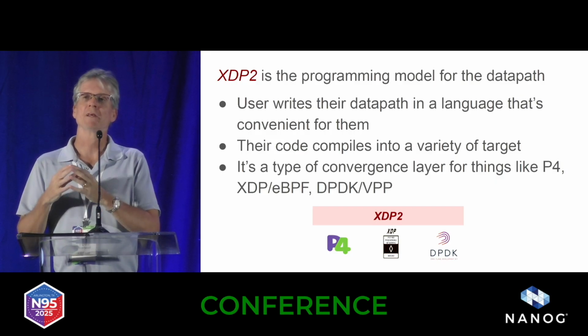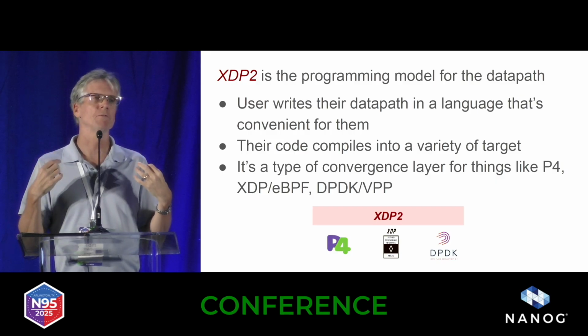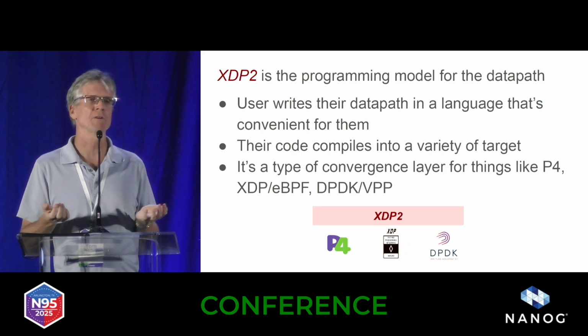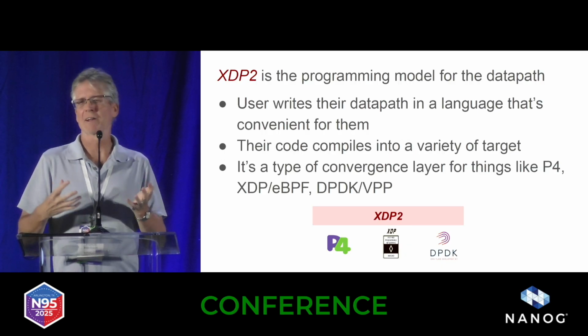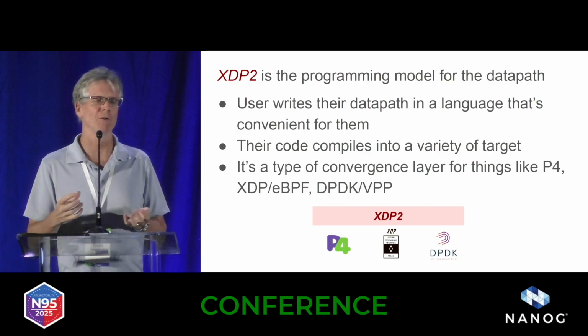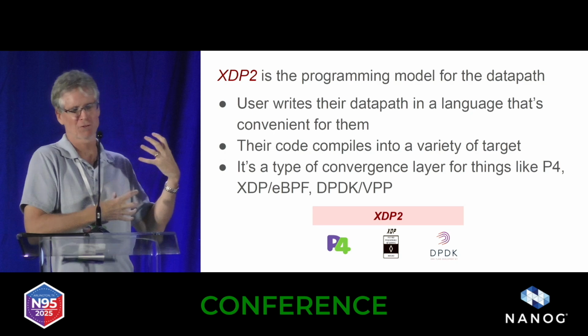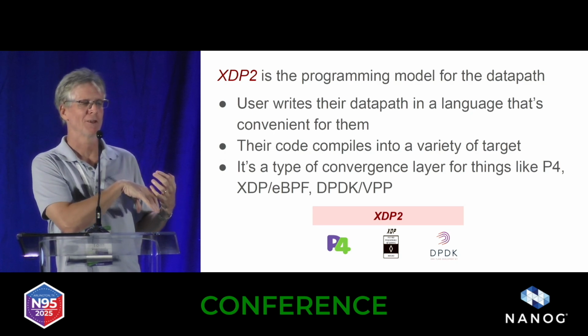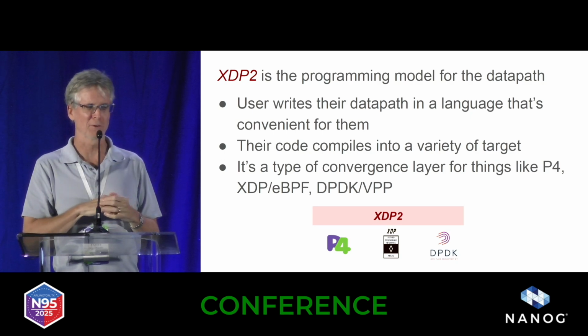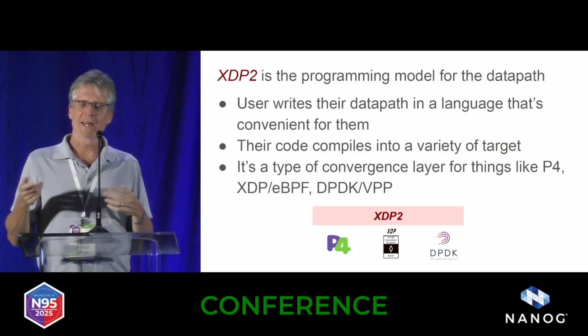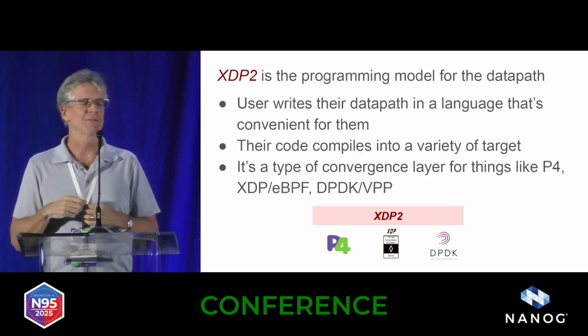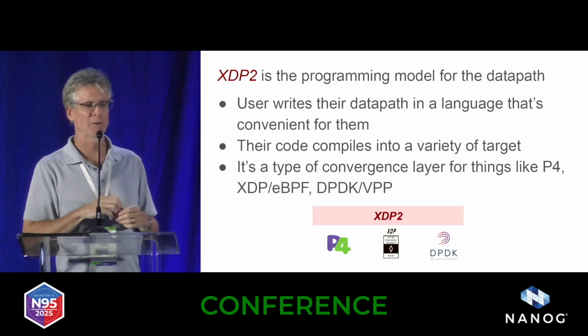XDP, eBPF. eBPF is huge right now in the Linux community. That's kind of how we're really writing kernels anymore. It's kernel code. We're trying to get out of writing kernel code and use eBPF, which is more like user space code that we can insert in the kernel. So people love it for its flexibility. And then DPDK is kind of like that, but in user space. DPDK, you might be familiar with.